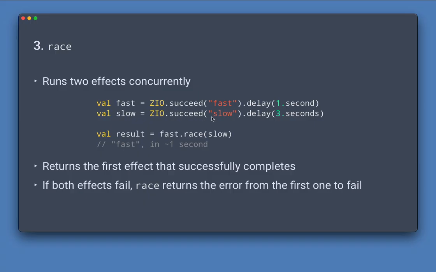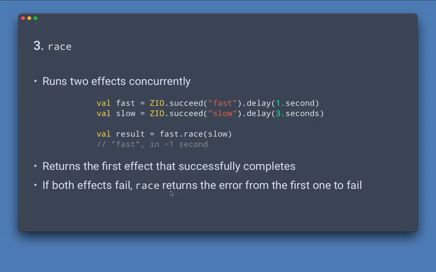When it succeeds, it returns the string slow, but that will take about 3 seconds. So the way you race these then is you say fast.race slow, or again, you could say slow.race fast. In either case, when this is run, the result will be the string fast, and you'll get that in about 1 second because it returns in about 1 second. And that's what we mean by racing: we get the result from the first effect that successfully completes.